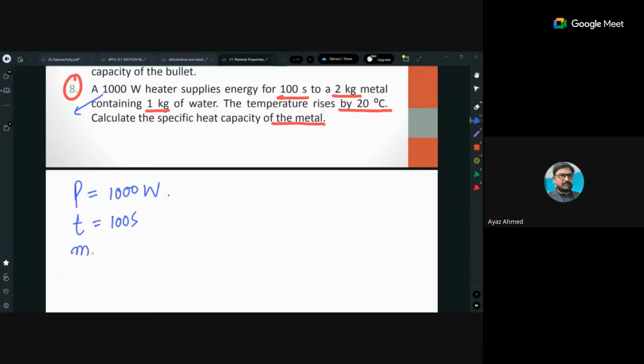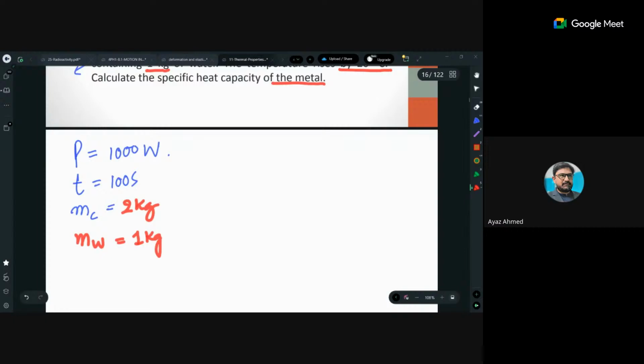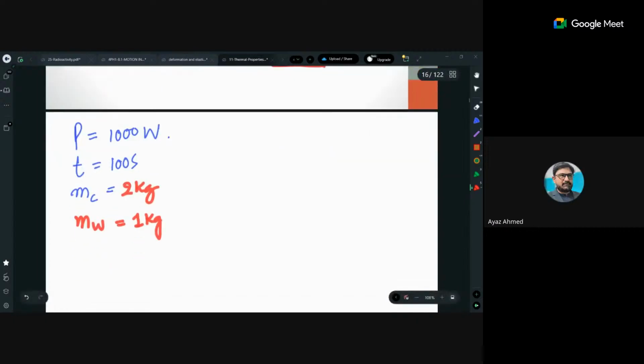The mass of the container, sorry, 2 kg of metal containing 1 kg of water. So the metal container mass is 2 kg, not 200 kg. It's a heavy container, so it is 2 kg. And what is the mass of the water in it? That is 1 kg. Okay, is it clear to you? Are you getting my point?